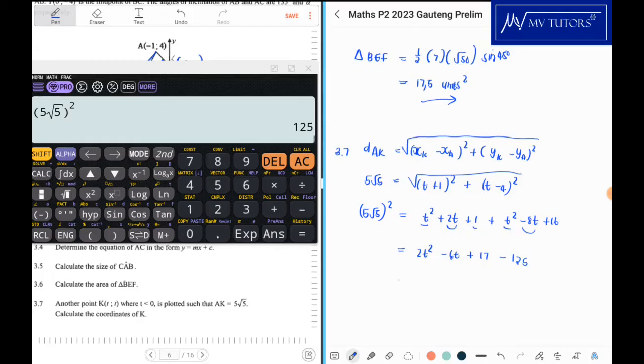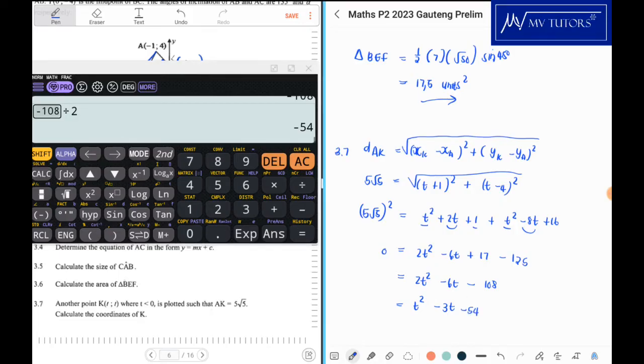Alright, let me simplify it again. If I say 17 minus 125, I get negative 108. So 2t squared minus 6t minus 108. Let me divide all of that by 2. So I have t squared minus 3t, and negative 108 divided by 2 is negative 54.